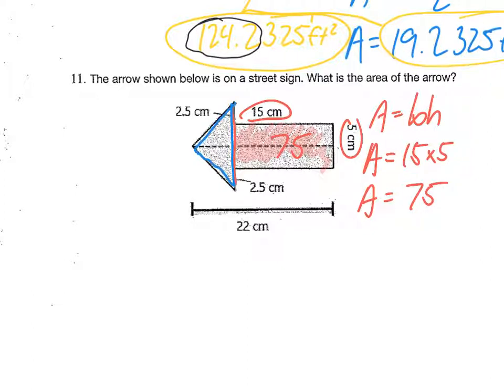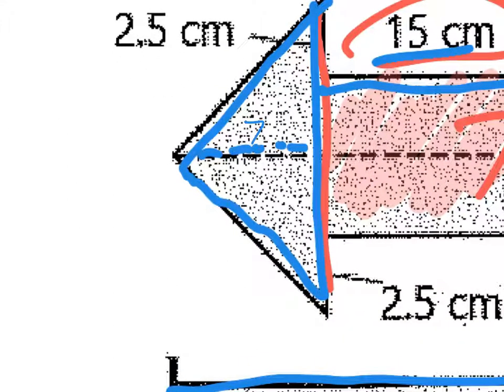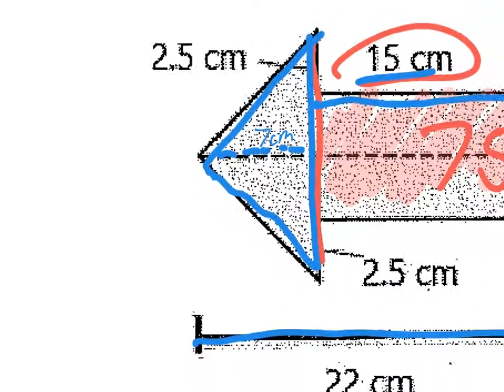First thing I need to do is figure out what this height right here is. So what I'm going to do is borrow the 22 centimeters and the 15 centimeters. 22 centimeters is this whole section right here. 15 centimeters is that section right there. If I do 22 minus 15, I know that this height right here is going to be 7 centimeters. So now I have the height of my triangle.